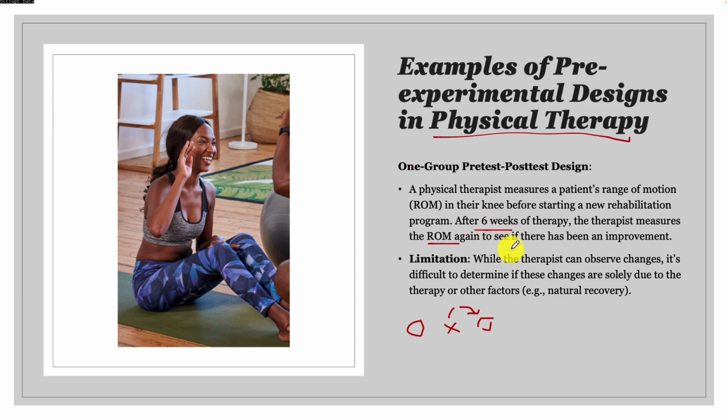Okay. Now, what is the limitation of this? Well, we can observe these changes, but it's difficult to determine if these changes are solely due to therapy and other factors, such as natural recovery. So this is why we always want to have a control group, and some of the papers that we've been looking at haven't been doing a good job of that.